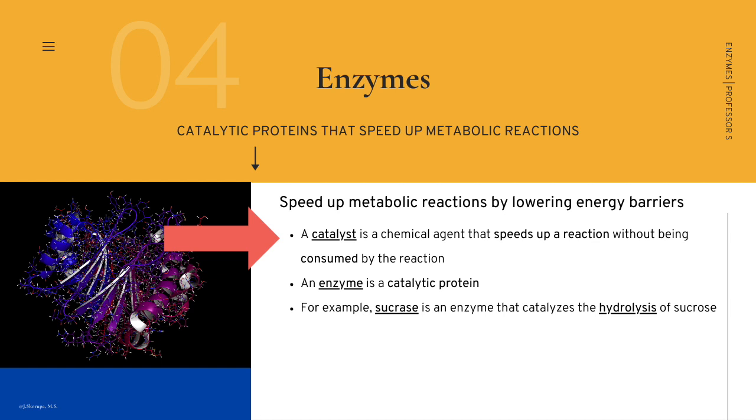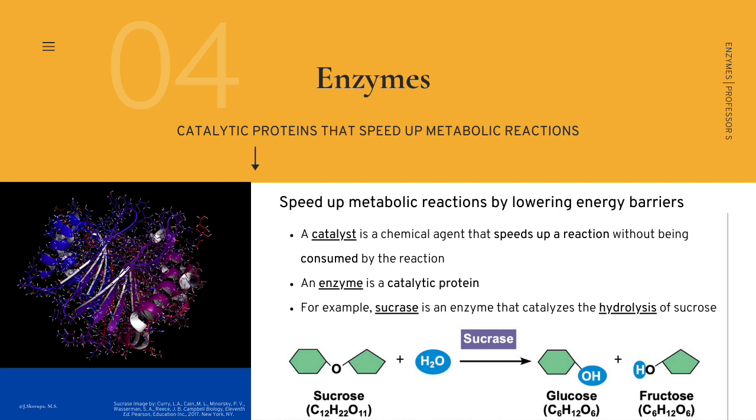A catalyst is a chemical agent that speeds up a reaction without being consumed by that reaction. So a catalyst will perform its function, then re-emerge unused, unharmed, unaltered, and can therefore be used again. An enzyme is a catalytic protein. It performs its function over and over again without being consumed. In fact, enzymes can catalyze reactions up to 1 million per second.